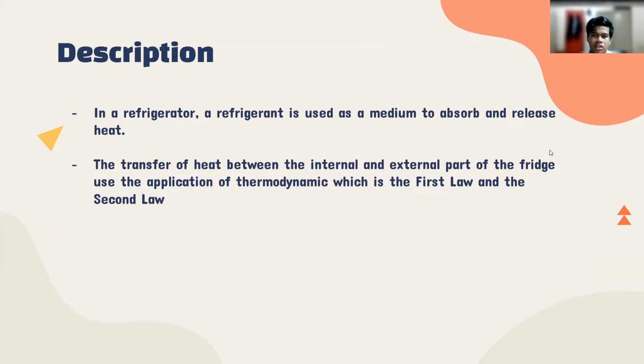In a refrigerator in our home that we use in our daily life, they use a refrigerant. It acts as a medium to transfer heat from the inside of the refrigerator to the outside. The transfer of heat in the system itself uses the application of thermodynamics, which is the first law and the second law.